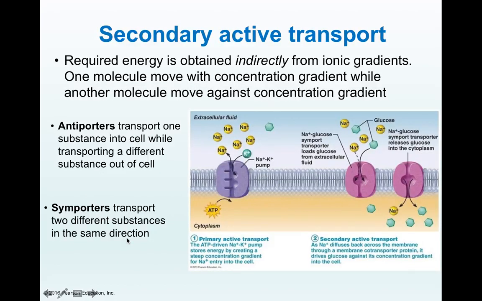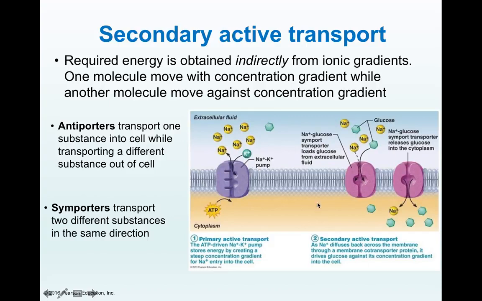Secondary active transport is a utilization of energy in an indirect form to move molecules against their concentration gradient. Now, this is a really cool scenario, because you actually have two molecules involved. One molecule is moving with its concentration gradient, and the other one is moving against its concentration gradient. So let's take a look at the first scenario we have here.